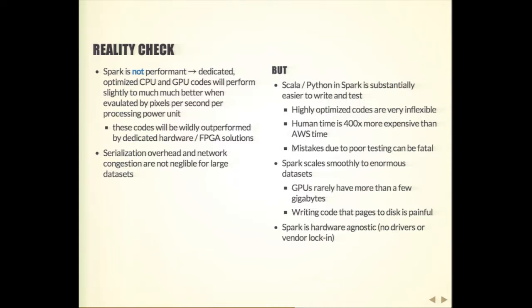Mistakes due to poor testing can be really fatal. If you aren't sure your code's doing the right thing and you analyze several thousand samples, it's difficult to go back and reanalyze them again. With Spark, or with Scala, you can have very simple codes that are very easy to look at and check, whereas C++ codes can be a disaster to try to figure out what's going on.